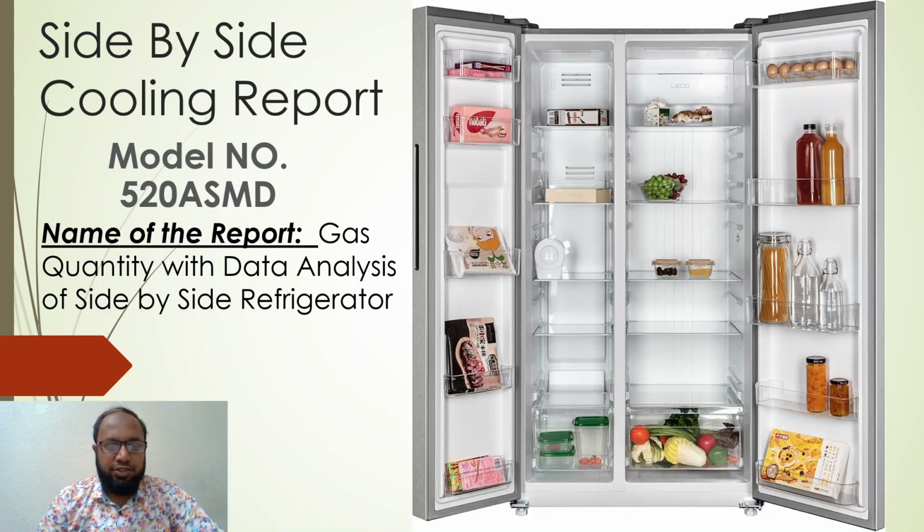This is the refrigerator I'm showing here. This is a side-by-side refrigerator. In our case, the model is 520 ASMD, and the report name is gas quantity with data analysis of side-by-side refrigerator. Here we can see the different chambers of the refrigerator. This is a normal side-by-side refrigerator. You can see here, this is the freezer unit, and this is the refrigerator unit.